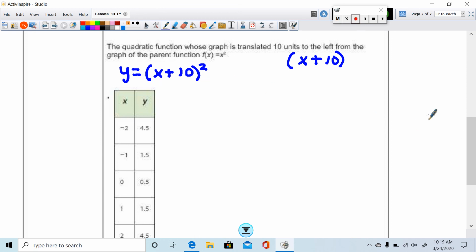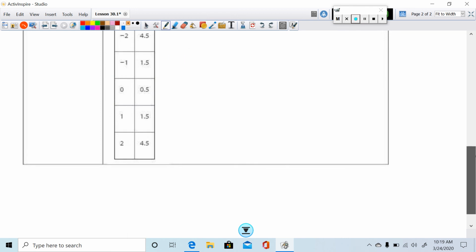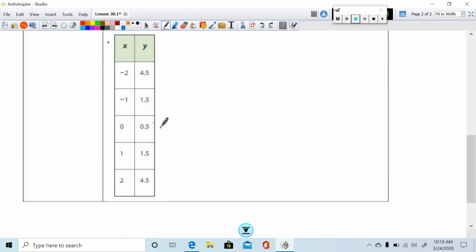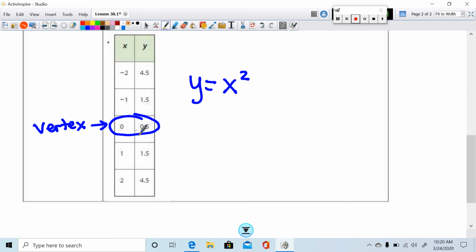Okay, looking at a table, you look for the symmetry in the y value. So notice how above 0 and 1/2 you have positive 1.5. 1.5 and 1.5 on either side. That means this is your vertex. It's the turning point. So again, x is 0, so you just have y equals x squared. And then the y value of the vertex is a positive 0.5, and that's the equation for that one.